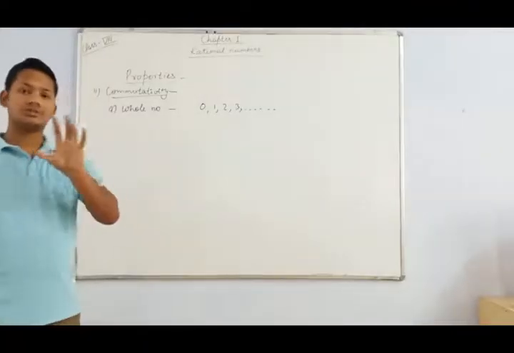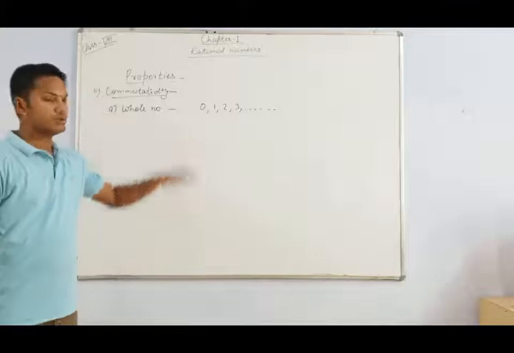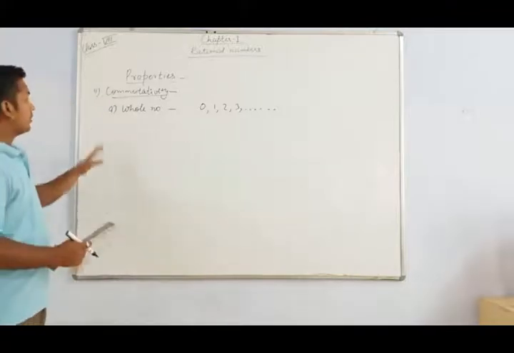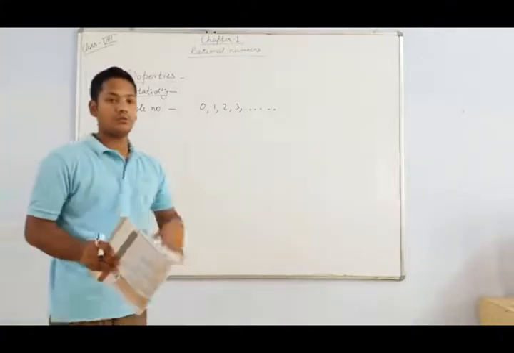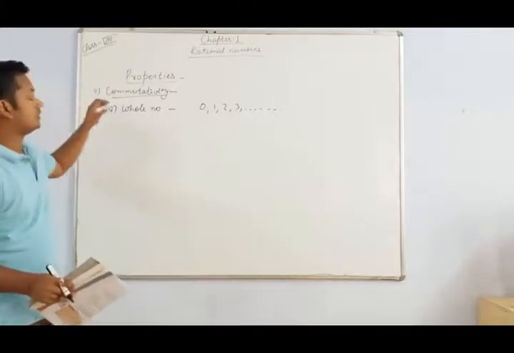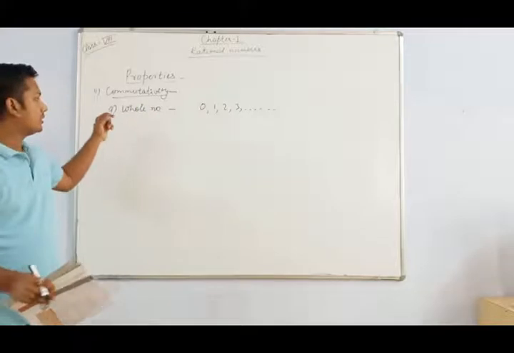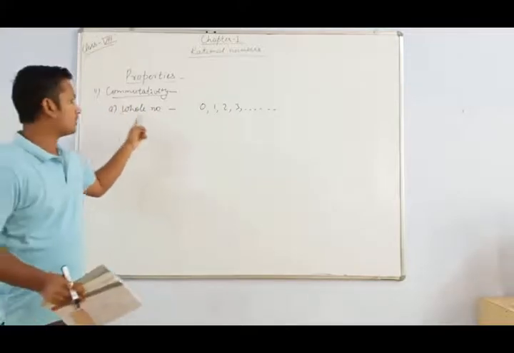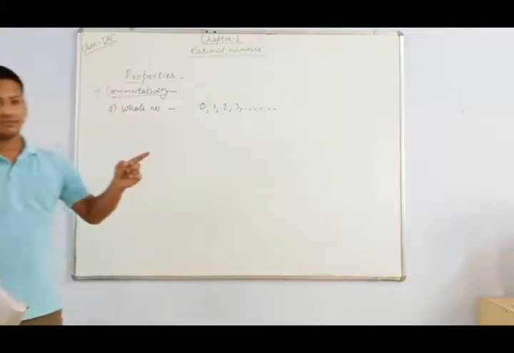So now the second property, that is commutativity. So student, for commutativity we will be checking as we had checked in the previous section, that is the property of closure. Similarly, we will be checking it for whole numbers, integers and rational numbers one by one, under all the four operations. So what are those four operations? Addition, subtraction, multiplication and division.